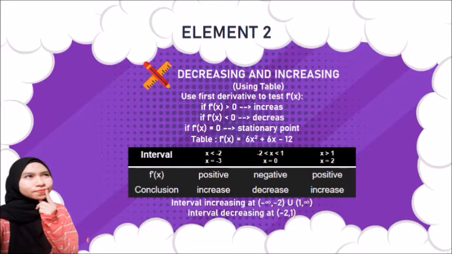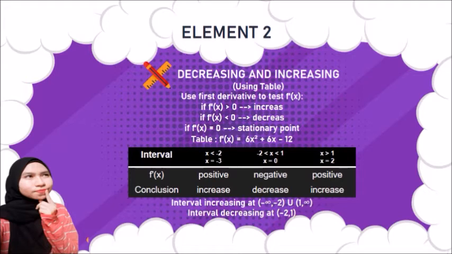So there will be 3 intervals because we have two values of x. The first interval is x less than negative 2. Next is x more than negative 2 and less than 1. And lastly, x more than 1. So we have to choose any number to be a test point.